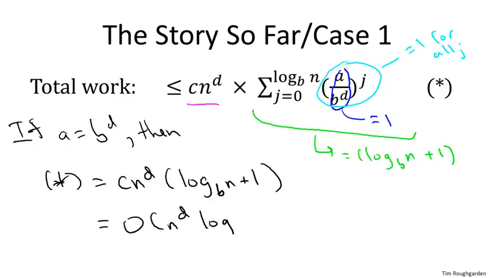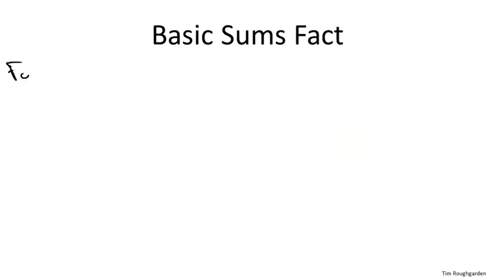Writing this in big O notation, we would write big O of n to the d log n. And again, I'm going to suppress the base of the logarithm. Since all logarithms differ only by a constant factor, we don't have to specify the base. That's just suppressed by the constant hidden in the big O notation. So that's it for case 1. Like I said, this is the easy case. So what do we do when a is not equal to b to the d? And remember, a could be either less than or bigger than b to the d.